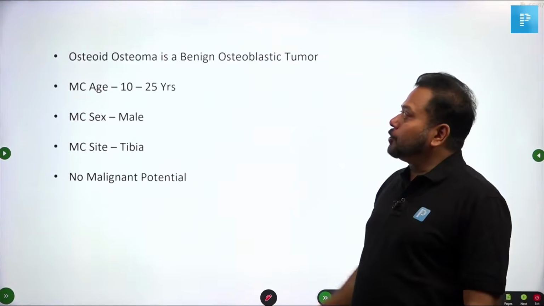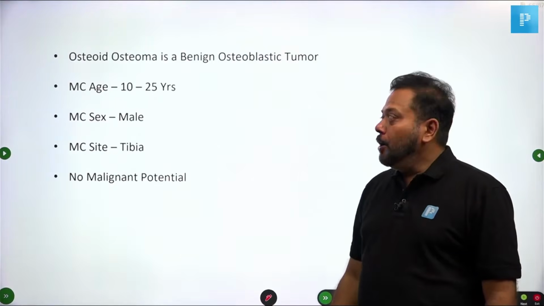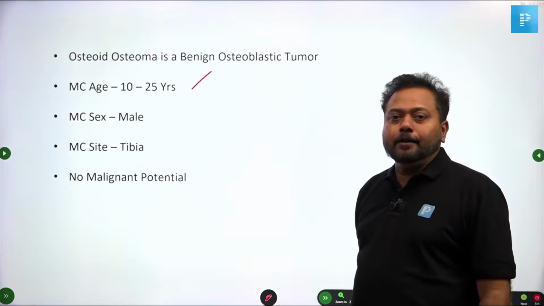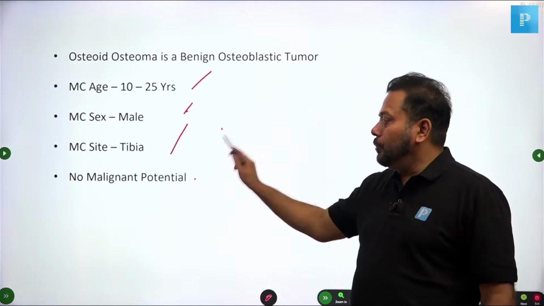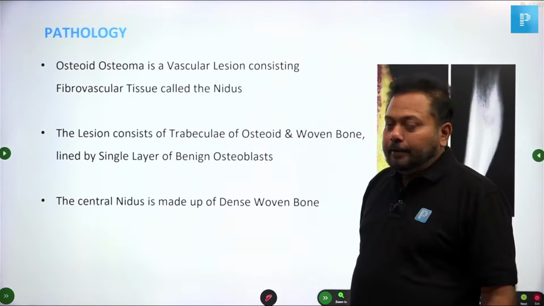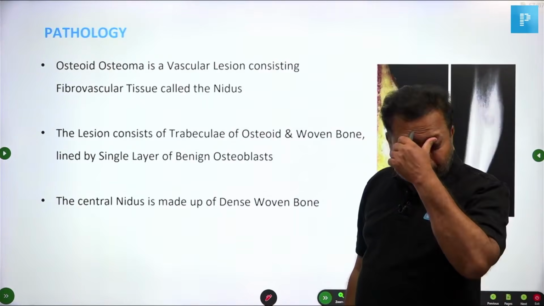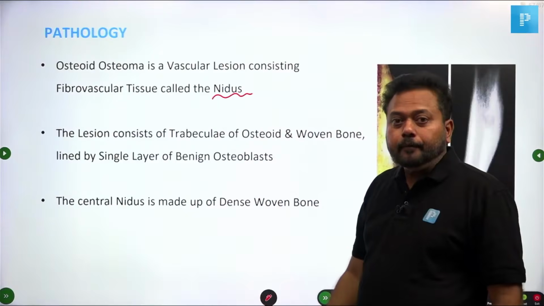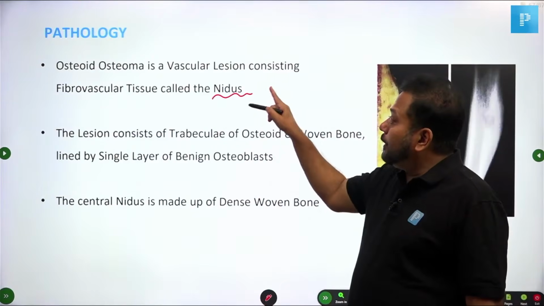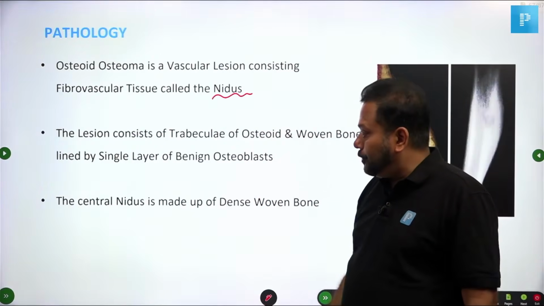Osteoid osteoma is a benign osteoblastic tumor. Most common age is 10 to 25 years. Most common sex is male. Most common site is upper tibia. It has no malignant potential. The classical histopathological hallmark is called the nidus. Nidus is a vascular lesion consisting of fibrovascular tissue.